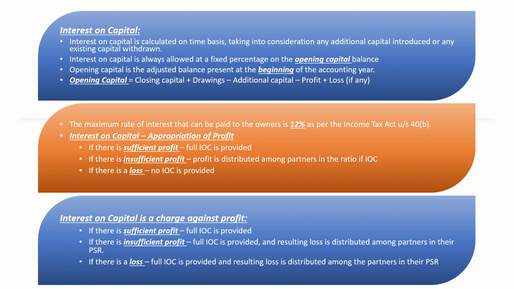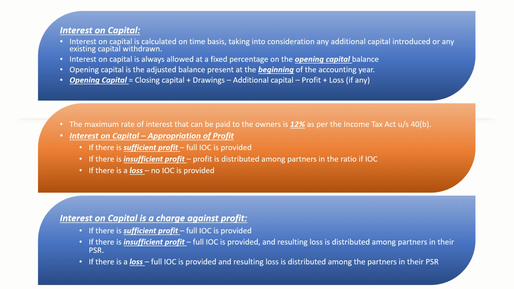If there is insufficient profit, then the profit amount is distributed among the partners in the ratio of interest on capital. Okay, first you calculate the interest on capital, the actual one, you get the ratio, and then you distribute the profit amount in that ratio. Okay, and if there is a loss, then no interest on capital is provided if it is an appropriation.